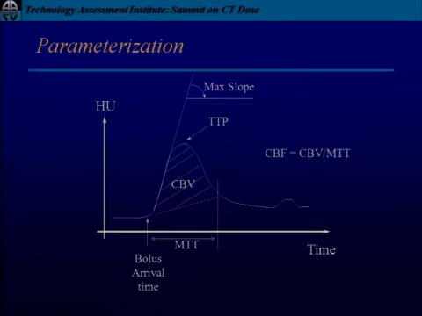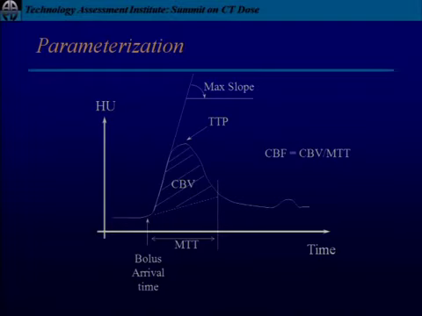This is the amount that from here to here is how much is the transit time through that voxel. So that is called the MTT, or the mean transit time. And if you take the cerebral blood volume divided by the mean transit time, you'll get a measure of the flow through that voxel. So that is CBF. There are surrogate measures.